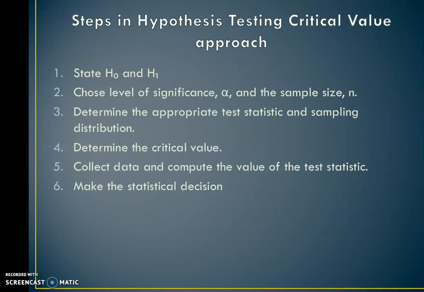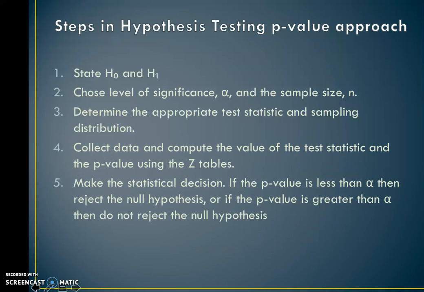The steps in hypothesis testing using the critical value approach begin with stating the null hypothesis and the alternative hypothesis. We then choose the level of significance alpha and find out the sample size. We determine the appropriate test statistic and the sampling distribution. We then determine the critical value of it, and then collect the data and compute the value of the test statistic. Finally, we make the statistical decision whether to accept or reject the null hypothesis.